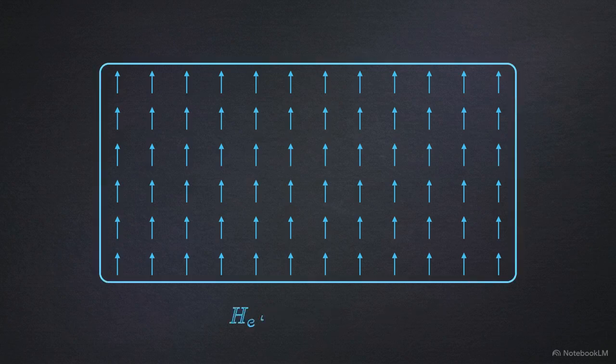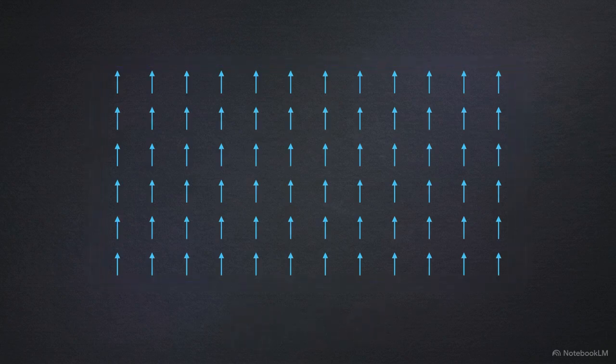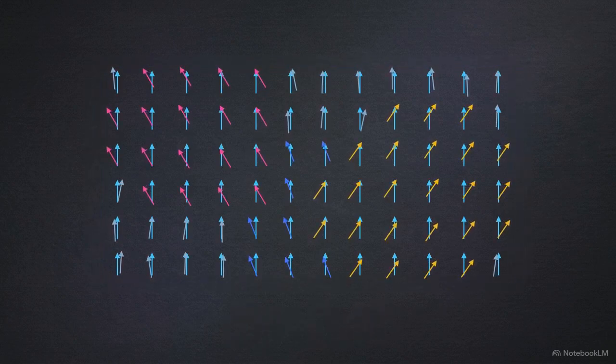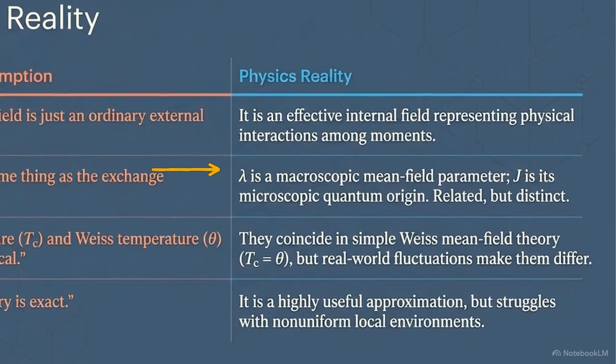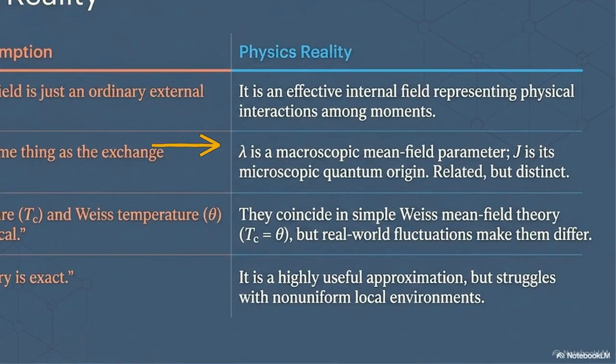While powerful, we must recognize the boundaries of this model. Mean field theory is a useful approximation, but it is not an exact replica of physical reality. The molecular field is not a literal magnetic field, but an effective parameter for complex interactions. While strictly linked, macroscopic lambda and its microscopic quantum origin J are not identical. Furthermore, mean field theory struggles when local atomic environments vary strongly.